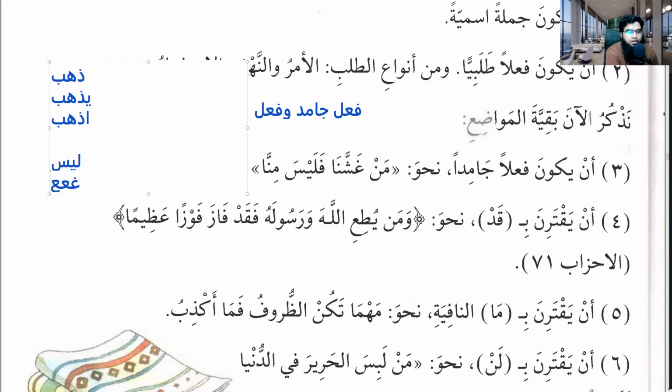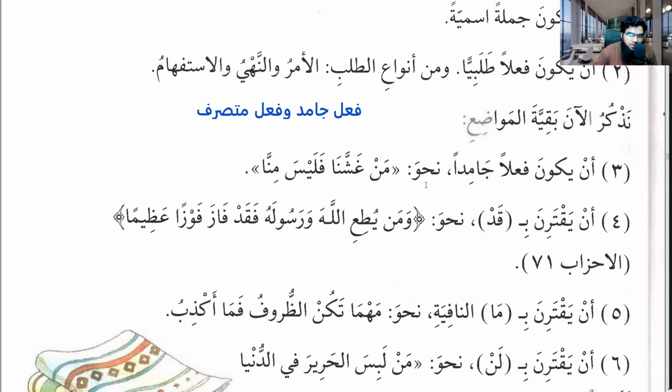Asa is also like that. Asa is perhaps. Perhaps. And you only use it in one form, either madi or mudari' or amr. And there are several examples for that. We are only learning laysa now. So he'll give only an example for laysa. So if you use a jamid verb, this verb is not a mutasarrif. It's not like a normal verb.